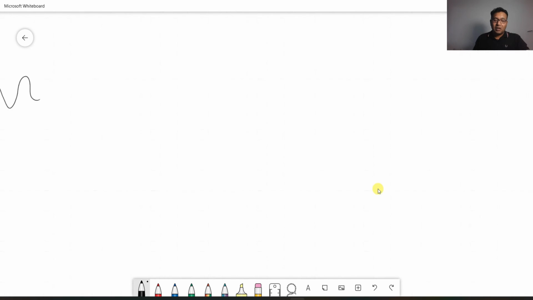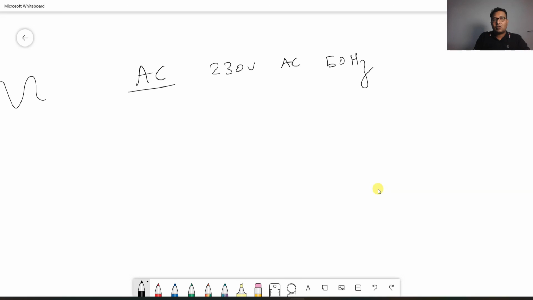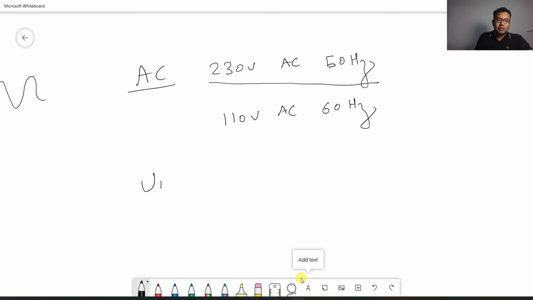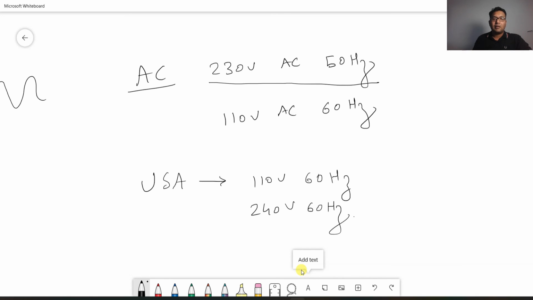To summarize, household supply is AC. In India, we have 230 volts AC, 50 Hertz. Across the world, there is a variety of it, or there is 110 volt AC at 60 Hertz. Now, this is common across Europe and Asia. In American countries, the popular two lines available are 110 volt 60 Hertz and 240 volt 60 Hertz. So just look into your country's figures and you will get to know what your supply is. Regardless of what the supply available is, we ought not to touch it ever.